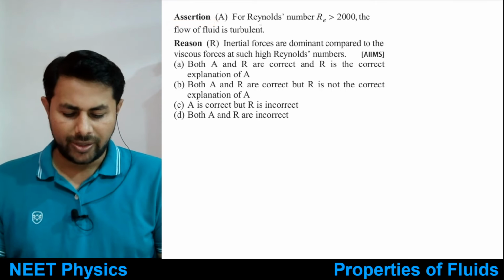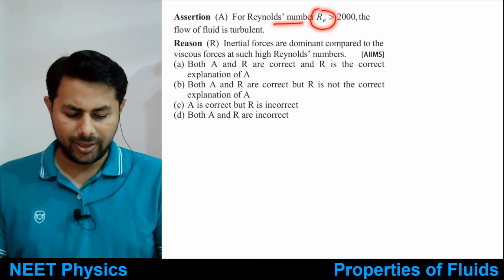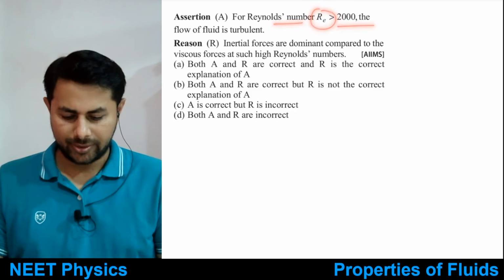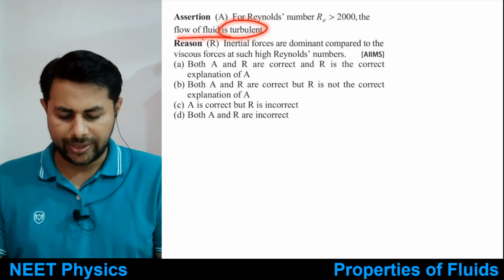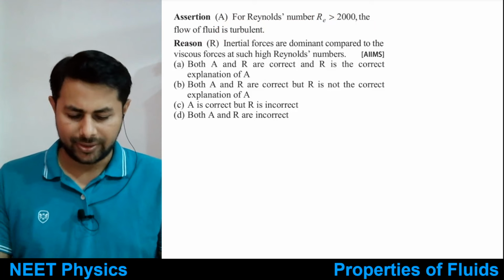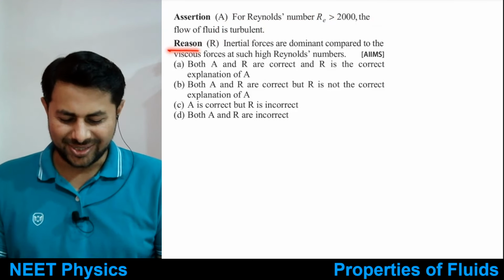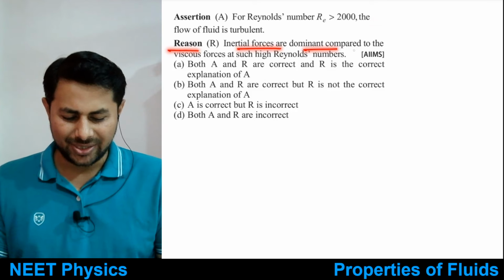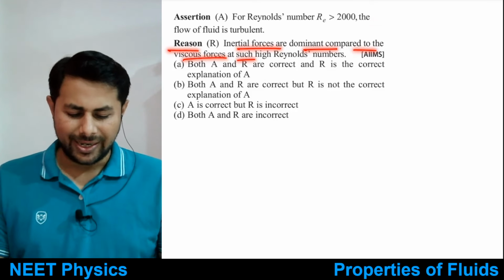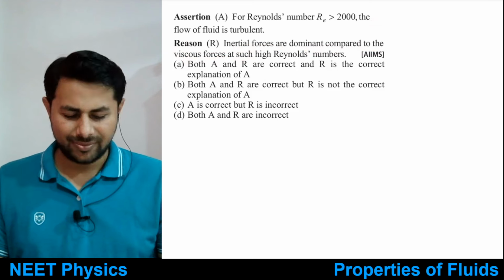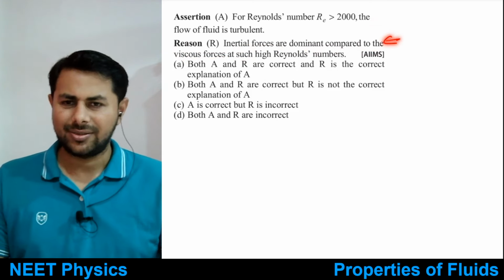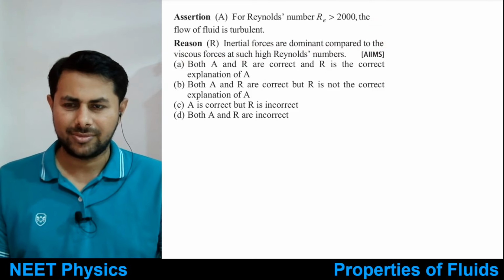Assertion: for Reynolds number Re greater than 2000, the flow of the fluid is turbulent. Okay, we know that. Yeah, so this is true. And reason: the inertial forces are dominant compared to that of viscous forces at such high Reynolds number. So is this correct? Yes, no?